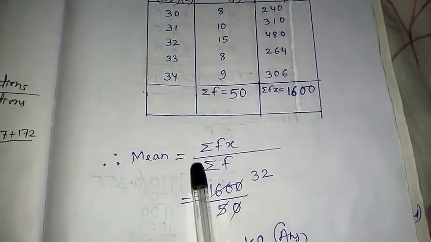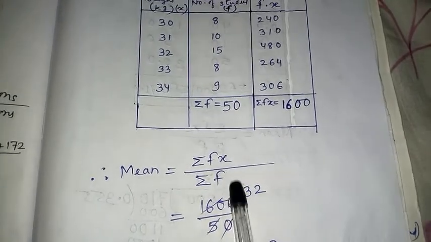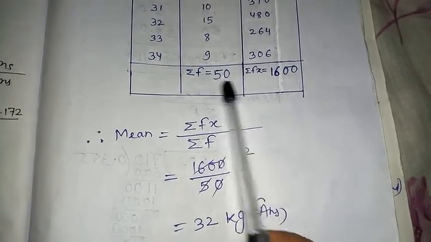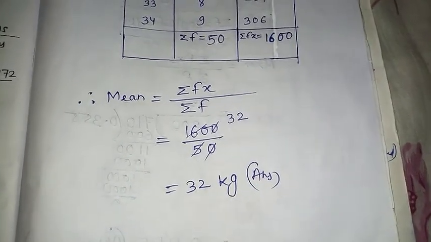Now the mean formula, as I had shown you: mean equals summation of fx by summation of f. Summation of fx is this value 1600, summation of f is 50, and if you cancel, 32 kg is my answer.